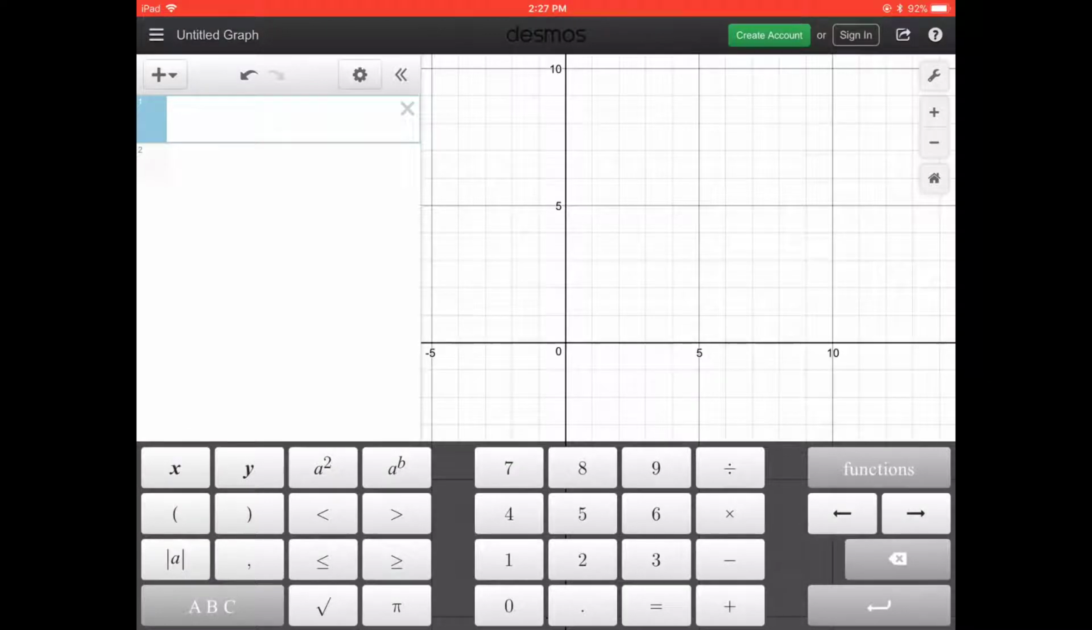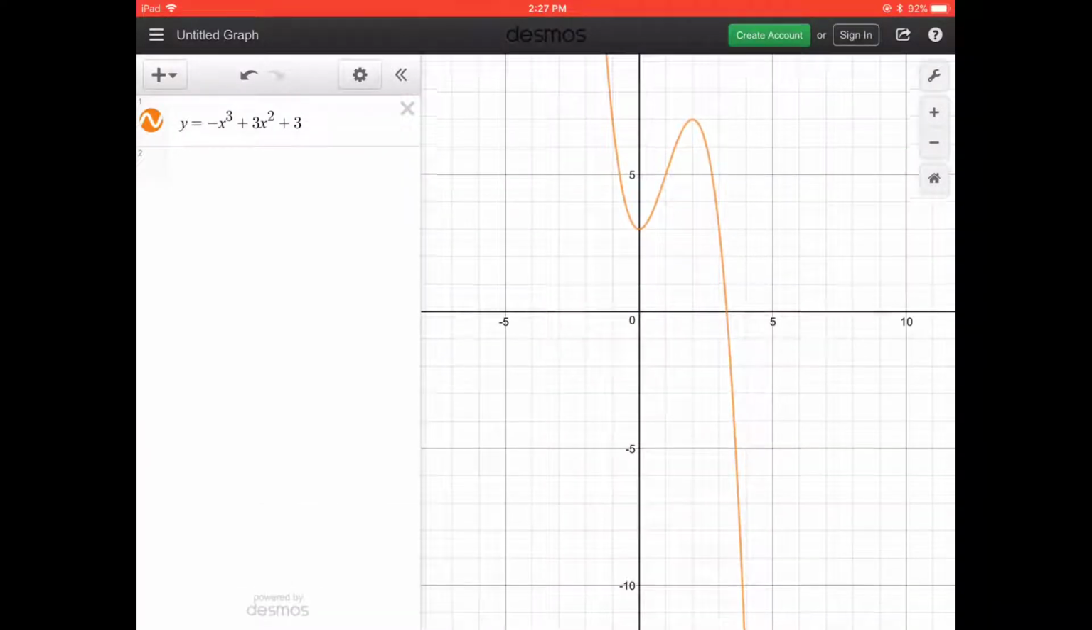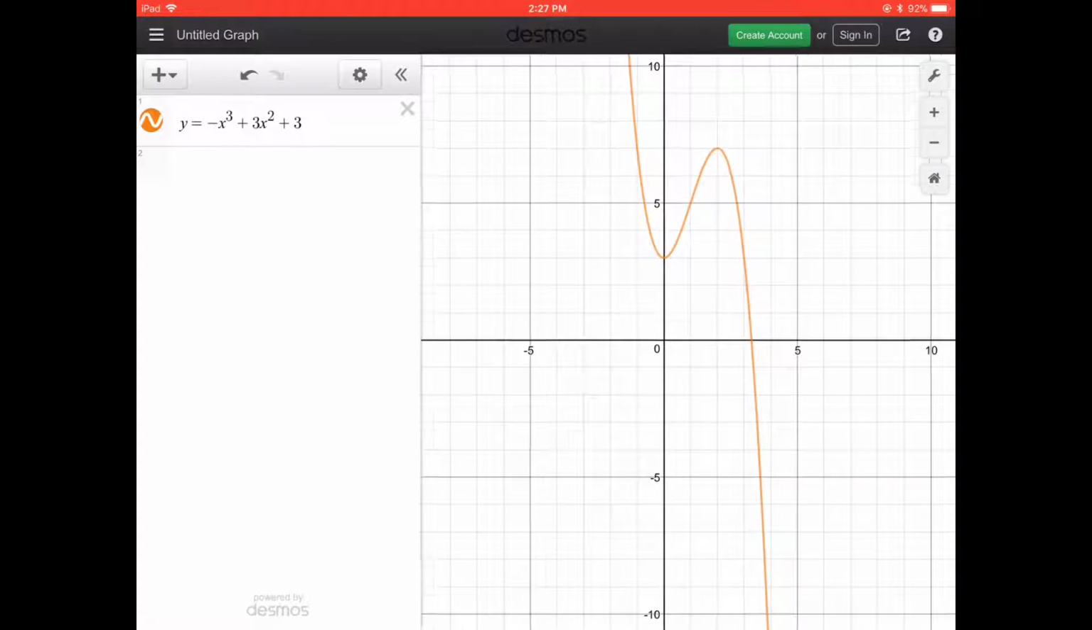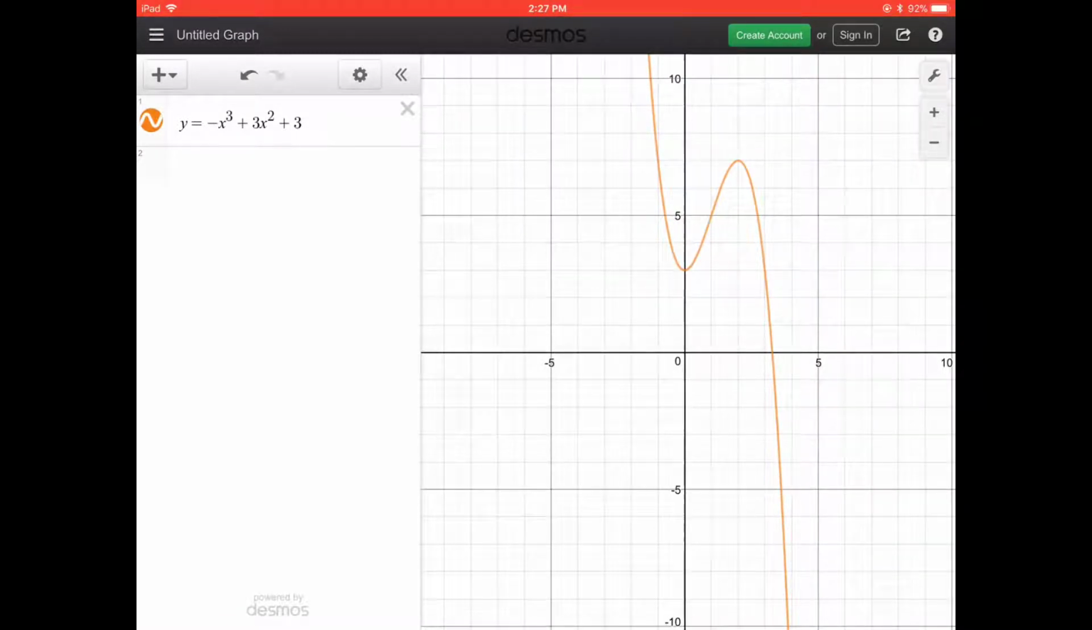On our test, you won't be allowed to use Desmos, so make sure you are familiar with using your graphing calculator. Here we have negative x to the power of 3, plus 3x squared, plus 3. So here's our graph. Lucky for us, Desmos is pretty nice and gives us kind of what it looks like. If we did graph this in our graphing calculator, our standard window should capture this, and we could use our table to try to figure this out.